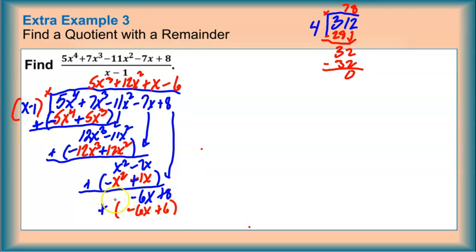So I'm going to be adding the opposites. That means a positive 6 and a minus 6. Combine, the 6 x's cancel each other off, and I'm left with a positive 2. So I have a remainder of 2, so I put that at the top as plus 2 all over my divisor, which is x minus 1. So that would be my answer for this polynomial.